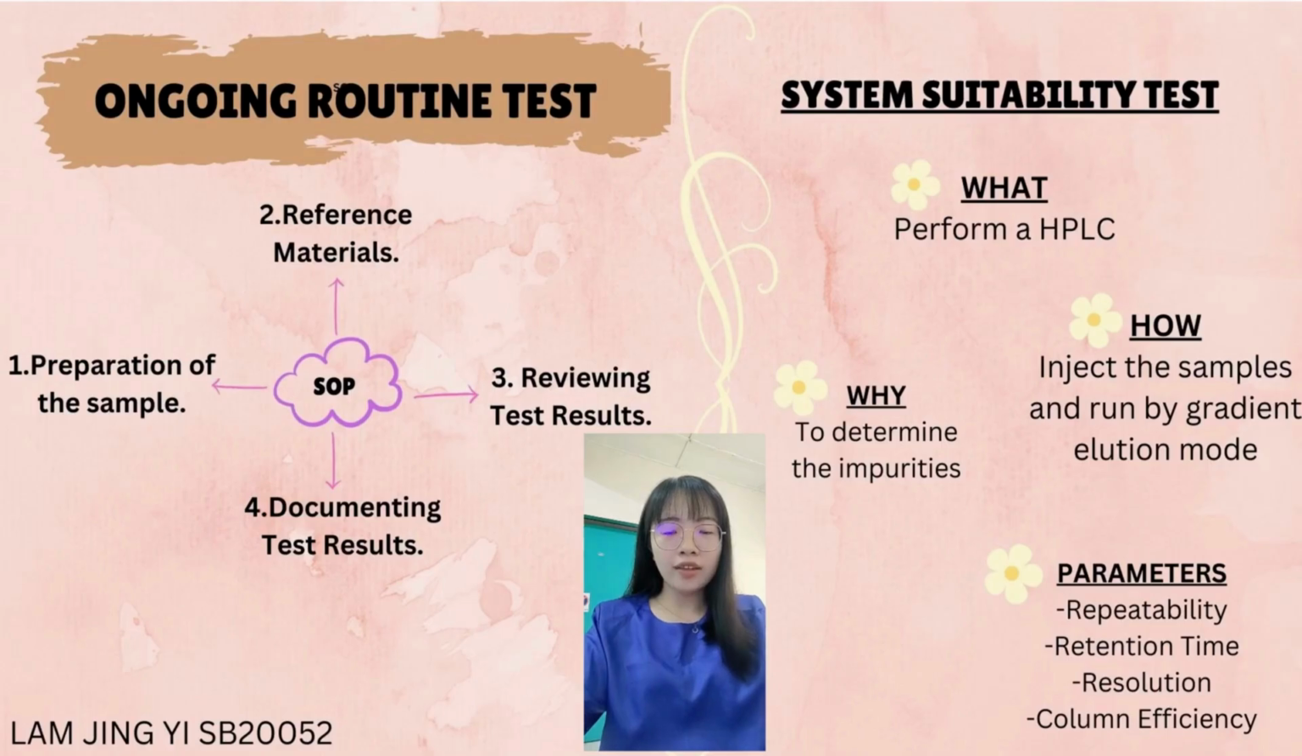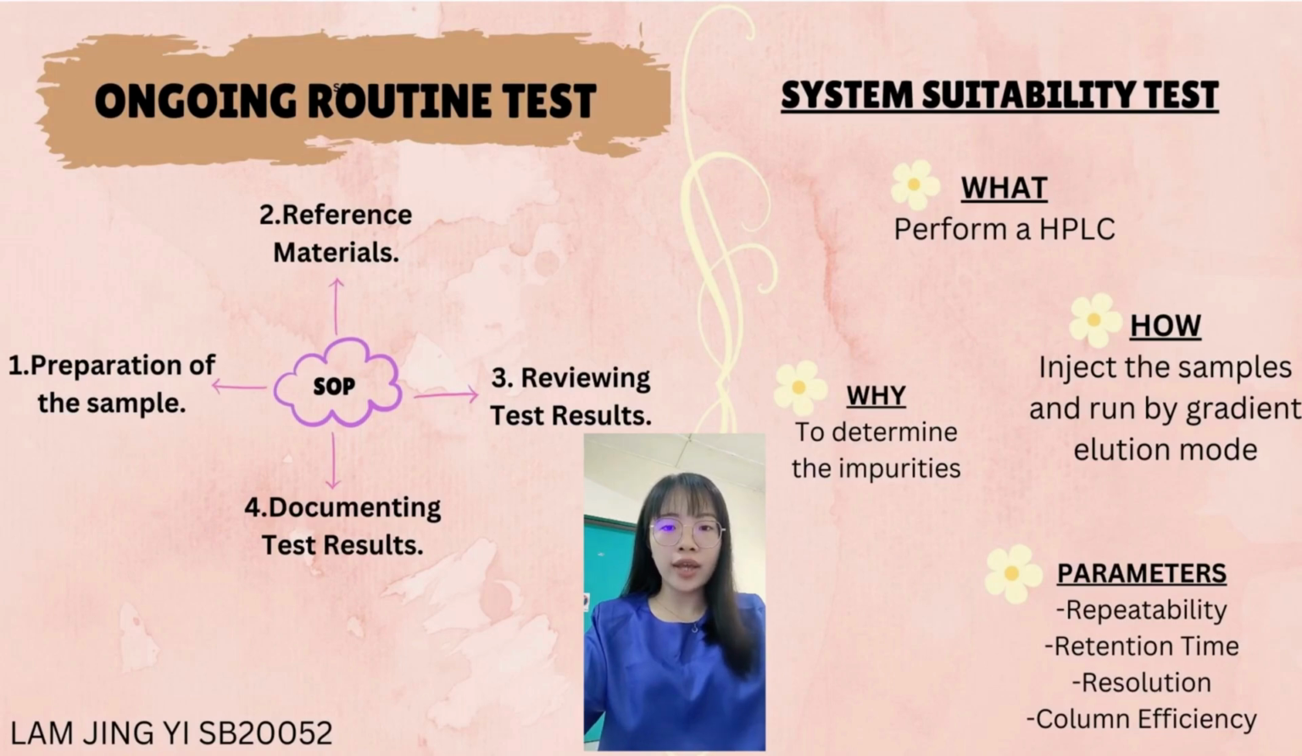Good day everyone, my name is Lam Jingyi with matrix number SP20052. For my part, I'm going to talk about the ongoing routine test for this analytical method. There are 3 examples in this ongoing routine test, which are SOP, Standard Operating Procedure, System Suitability Test, and also the Analytical Quality Control.